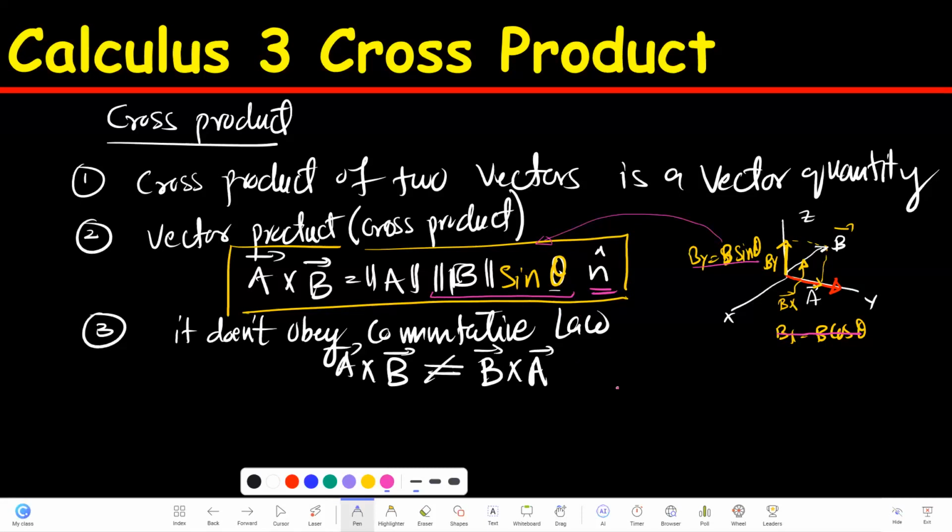Now talk about n. What is n? n goes by the right hand rule. So you take your right hand, and you just try to rotate or curl your fingers from the first vector to the second vector, and the thumb shows the direction of it. So in this case, if I rotate my hand, A to B is going to come like this.